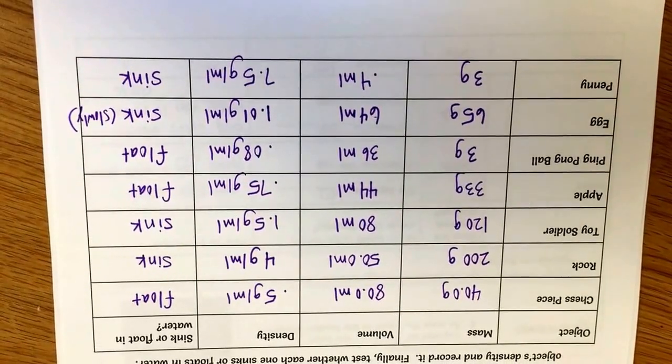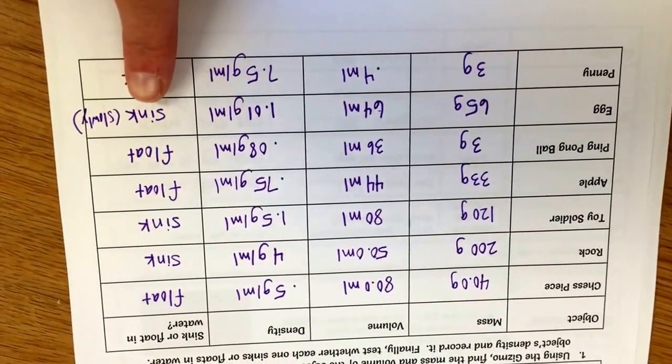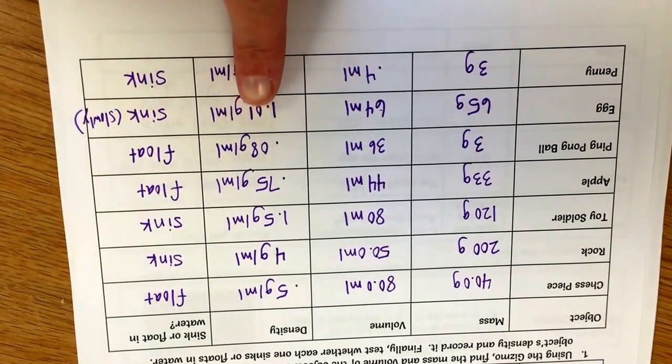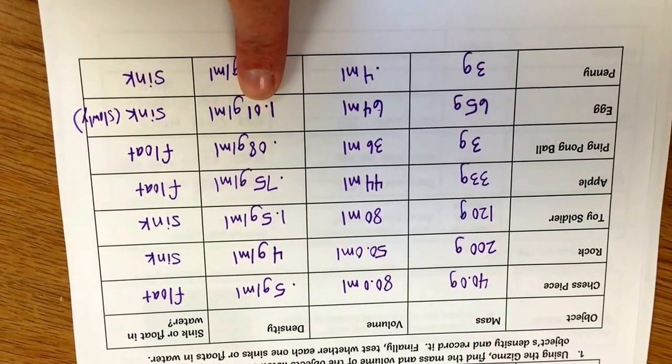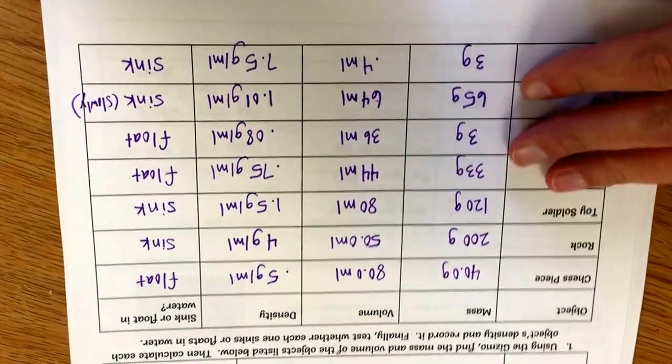in the water. And you should have seen that the egg sunk really slow, because look at this density. Look at how close it is to 1, which is why it took it so long to go down.